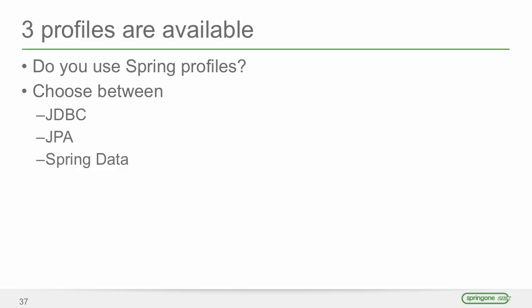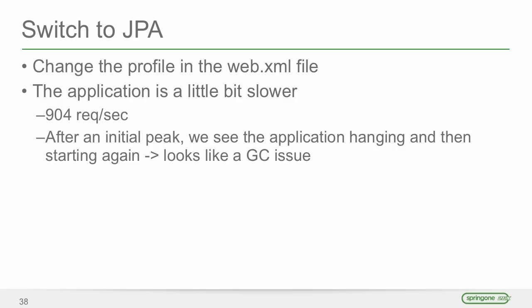Oh, sorry, I already said what's on this slide. So I switched the profile to JPA. The application, in fact, is a lot slower than I expected in my slide. But we could see it with JMeter. The application has a peak and slows down, and then starts again. It's very strange. It's a GC issue. If you look at YourKit, or if you just look at the memory of your JVM, you will see it's a GC issue.